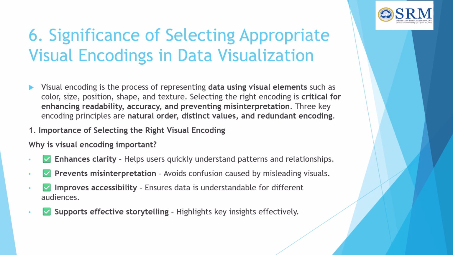Good visual encoding helps people quickly see patterns and relationships, avoids confusion or misleading impressions, and makes sure the data can be understood by different audiences, including those with visual impairments. It also plays a key role in telling a clear story with the data by highlighting the important insights.